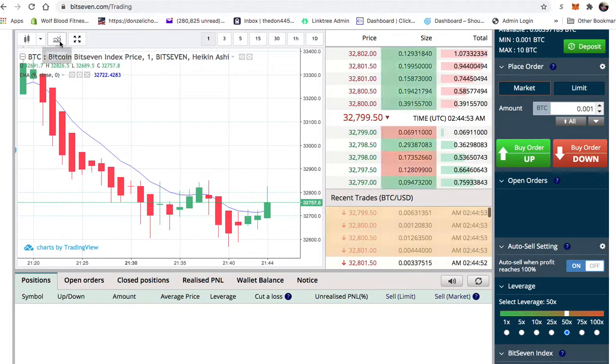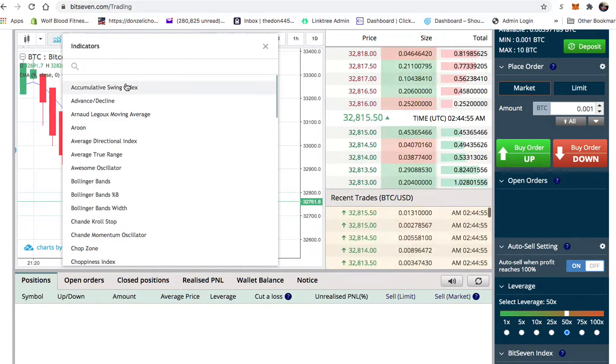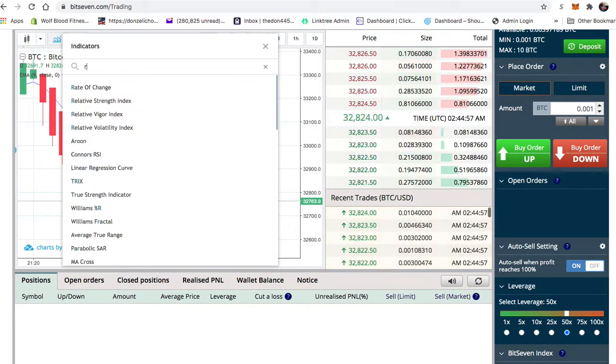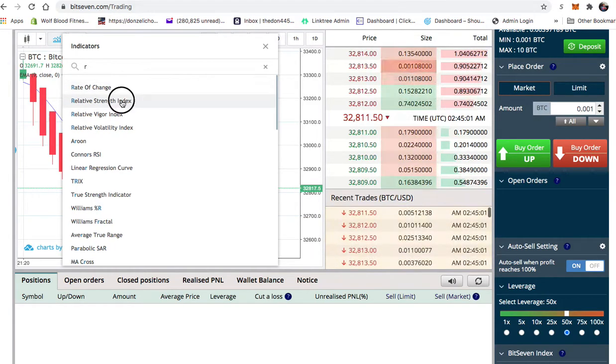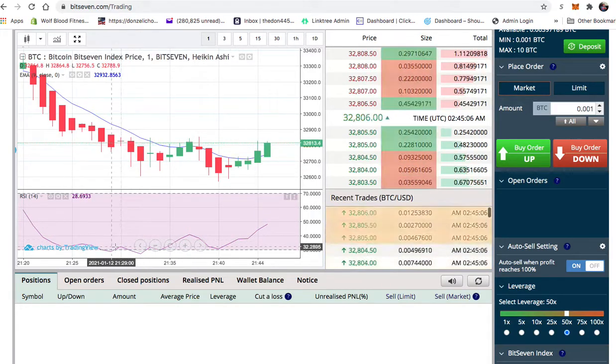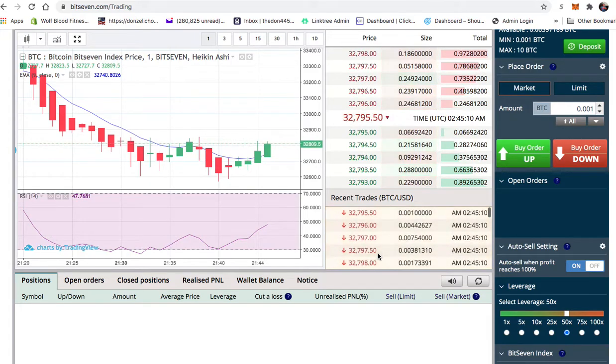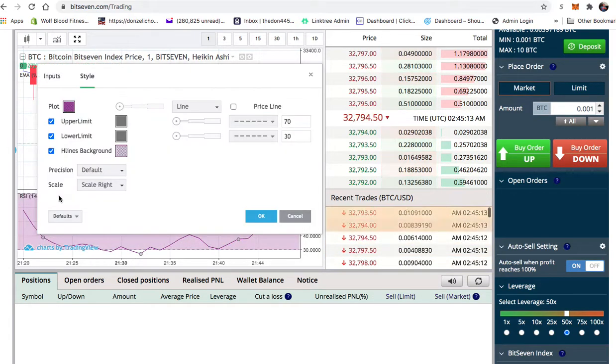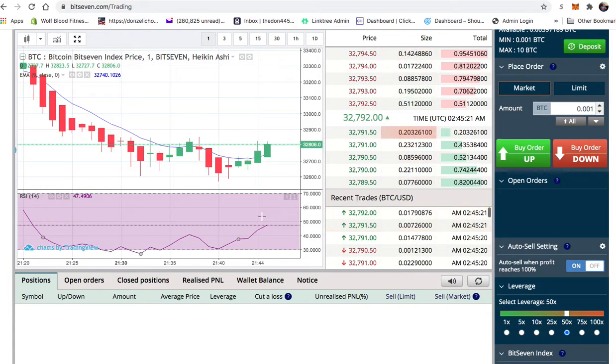The next indicator that I like using, and this is probably the most important one that I like, is the Relative Strength Index. That pops up at the bottom here. Now what I like to do is put this price line in here. I click this price line, and that kind of gives me a halfway point.